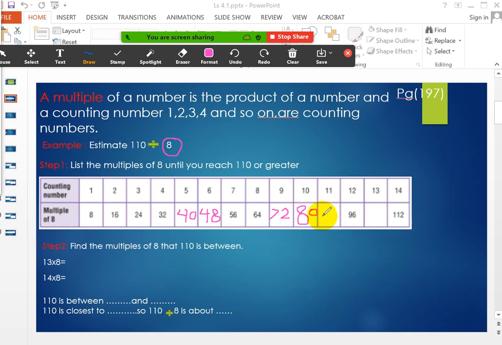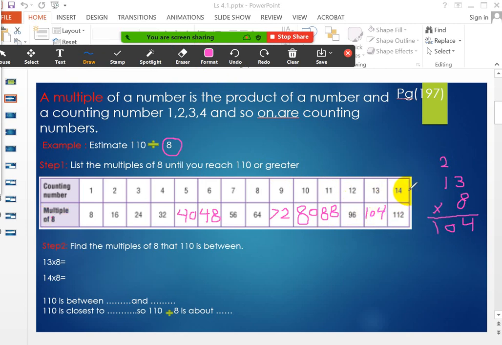8 multiply 11 equals 88. Now 8 multiply 12 equals 96. Now 8 multiply 13. You can try to multiply 13 with 8 as we learned with multiplying. So you will find the answer. The answer will be what? 8 multiply 3 equals 24. So I will put 4 here and 2 above the tens. 8 multiply 1 equals 8 plus 2 equals 10. So it will be 104.